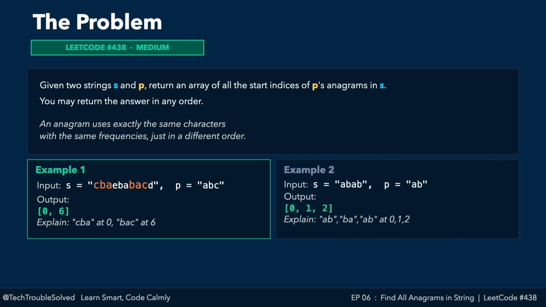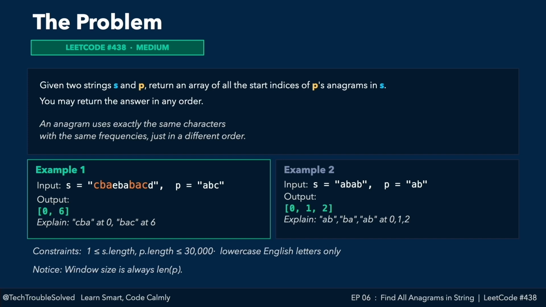Second example, S is ABAB, P is AB. Window size is 2. AB at 0 match. BA at 1 match. AB at 2 match. Output 0, 1, 2. Constraints, strings up to 30,000 characters, lowercase only. And notice something, the problem is quietly telling you right here. The window size is always fixed at length of P. It never changes. That one observation is going to drive the entire solution.